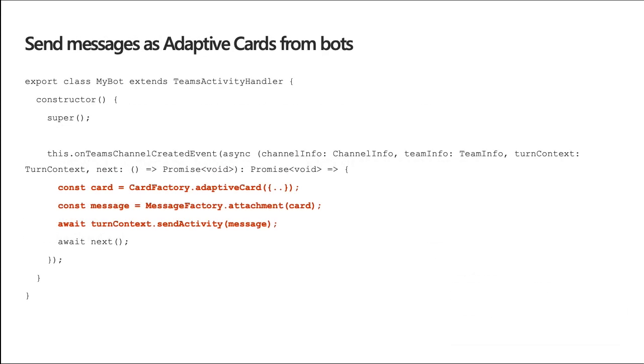Now, the following code demonstrates sending a message to a newly created channel when the channel is created. So here, when the onTeamsChannelCreated event runs, we're going to create a card using the CardFactory.adaptiveCard method, and we're going to pass in the JSON for the card. I'm then going to use the MessageFactory object to create a new message and then return that back to Microsoft Teams by calling the turnContext.sendActivity.